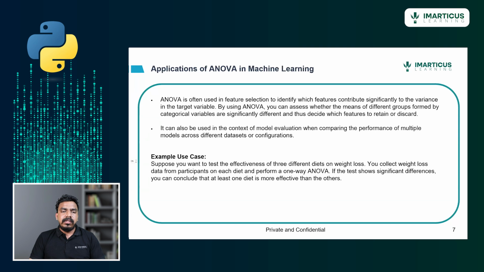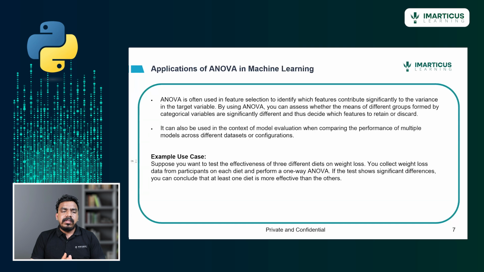By using the ANOVA test, you can assess whether the means of different groups formed by a categorical variable are significantly different, and thus decide which features to retain or which to discard. It can also be used in the context of model evaluation. When comparing the performance of multiple models across different datasets, you can use the ANOVA test for comparison purposes. What are the example and use case of using the ANOVA test?